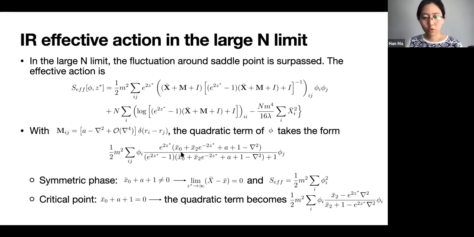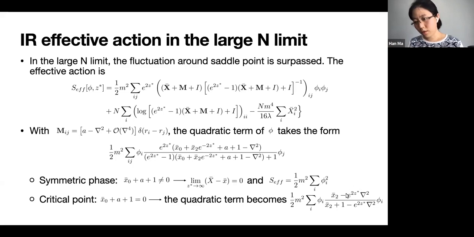Then by staring at this quadratic term a little bit, we can find there are two different cases. So there is a constant piece x0 plus a plus 1 appearing in this kernel. If this constant is non-zero, then in the large z star limit, this quadratic term contributes to the effective action as a mass term. This means the RG flow leads us to the symmetric gapped phase. But if this constant is zero, then the quadratic term would depend on the Laplacian in a non-trivial way. So this means we are at the critical point, and the RG flow will lead us to the Wilson-Fisher fixed point if the space-time dimension is less than 4.